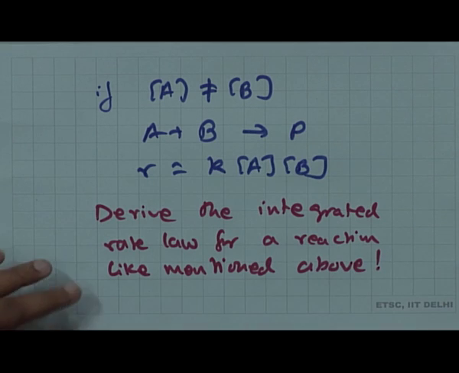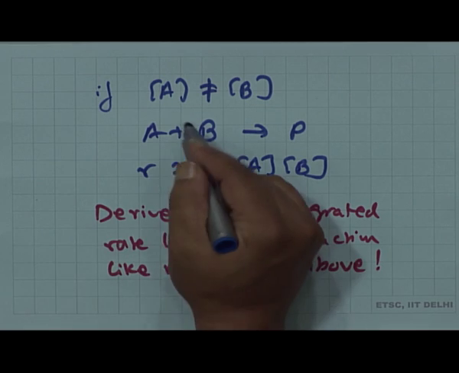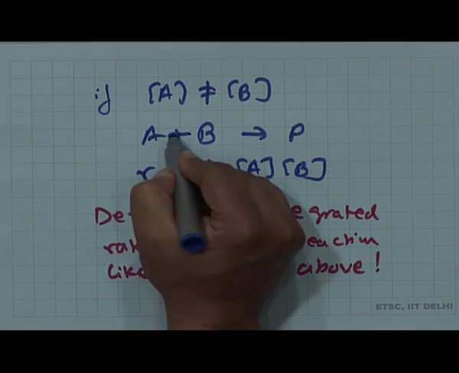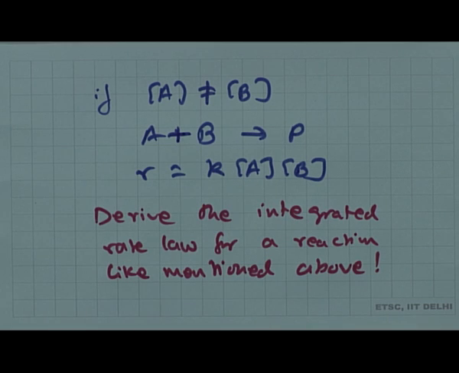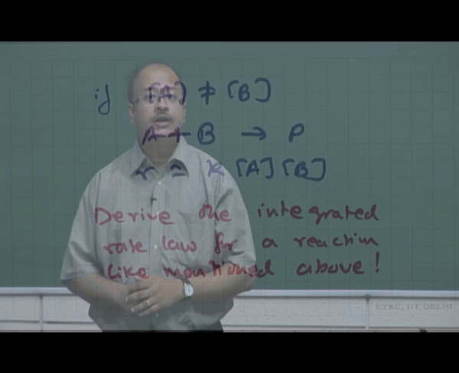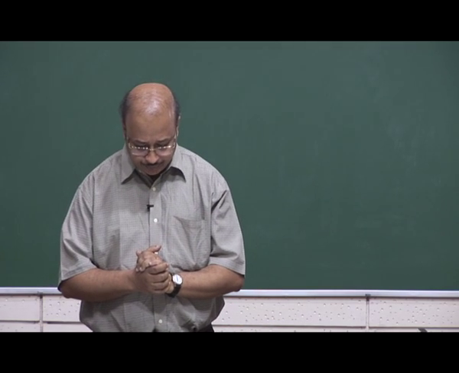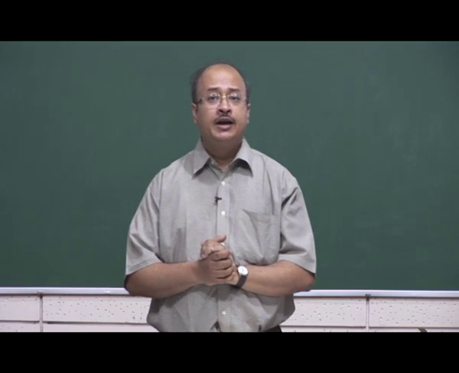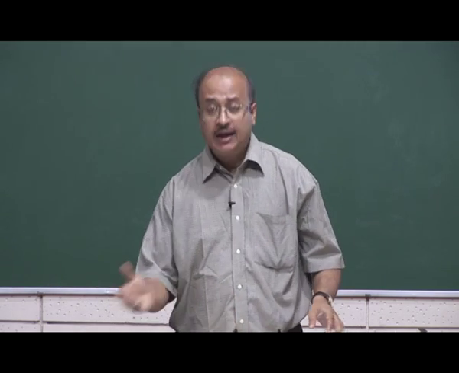That is, for the one where concentration of A is not equal to concentration of B, A plus B goes to P, and the reaction follows second order kinetics where R is equal to K times concentration of A times concentration of B. So, this is again another problem for you, please try it out, you will find it interesting as to what you get. Okay.